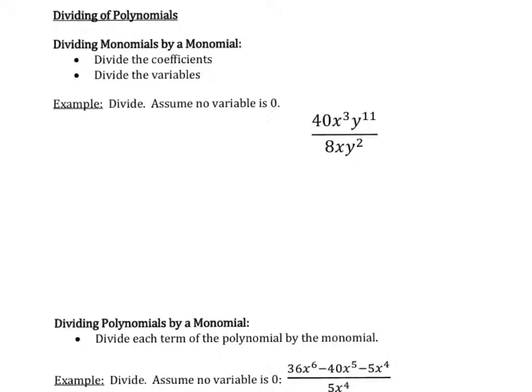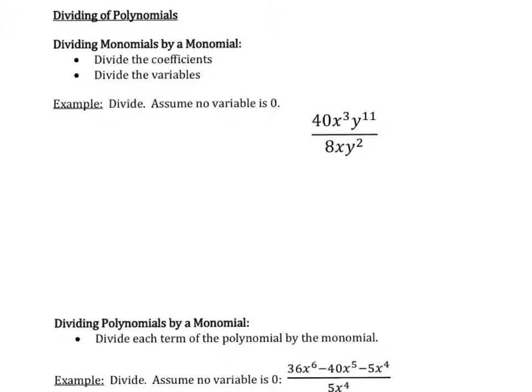In this video, we're going to discuss how we divide polynomials. We're going to start with the simplest case, which is dividing monomials by monomials. This is going to be very similar to how we multiply monomials by monomials, except we're going to have our operation be division. So we're going to divide the coefficients, and then we're going to divide the variables.